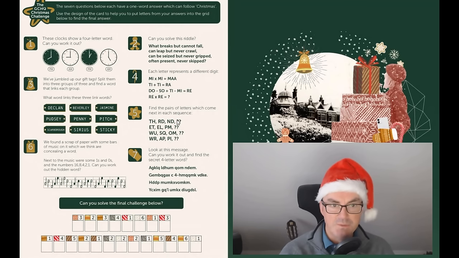Right. Number 5. Find the pairs of letters which come next in each sequence. That last one just looks like it's spelling out wrapping. Is that NG? That's weird.